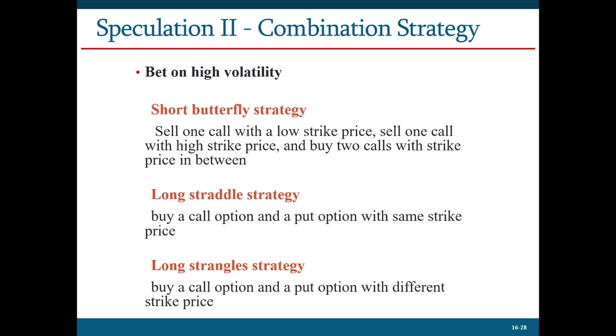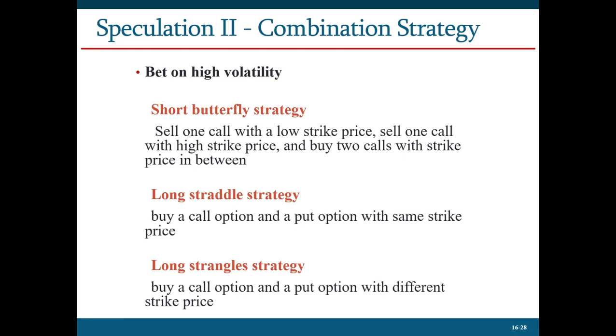Let's say for this pharmaceutical company, which is going through the FDA drug approval process, the results will be announced tomorrow, either successful or a huge failure. Either way, it's a huge volatility, and to capture the high volatility, you can do one of three strategies: a short position in the butterfly strategy, a long position in the straddle strategy, or the long strangle strategy. Let me explain a little bit on the three different strategies.